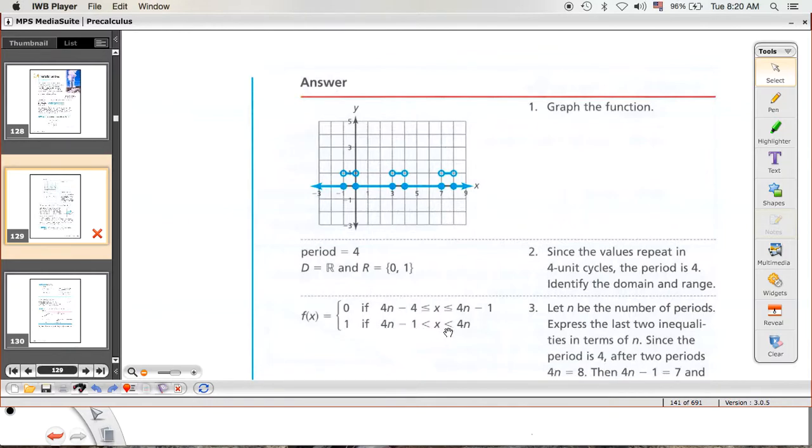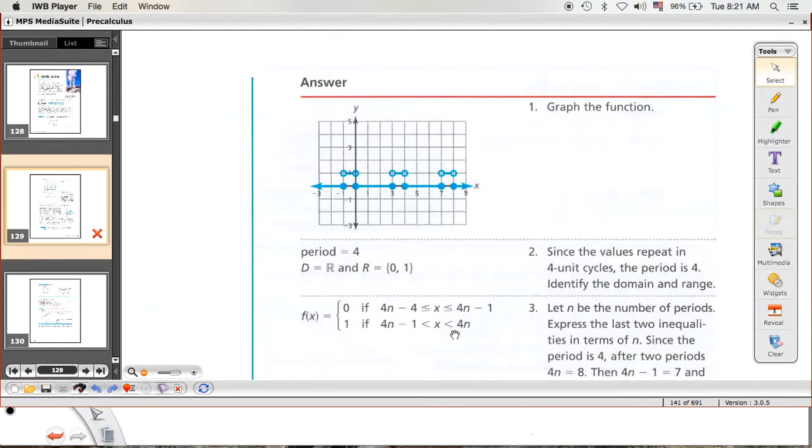So we're going to use that for where we're at 1. Now we need a less than, not a less than or equal to, because it's an open circle there. And because our period is 4, we're going to start with 4 times n, because n is our number of periods, and that means that we are going to have 4 there, and then 8 there, and 12, and 16, and -4, and so on and so forth. That gives us multiples of 4 is where we're going to be at this spot.